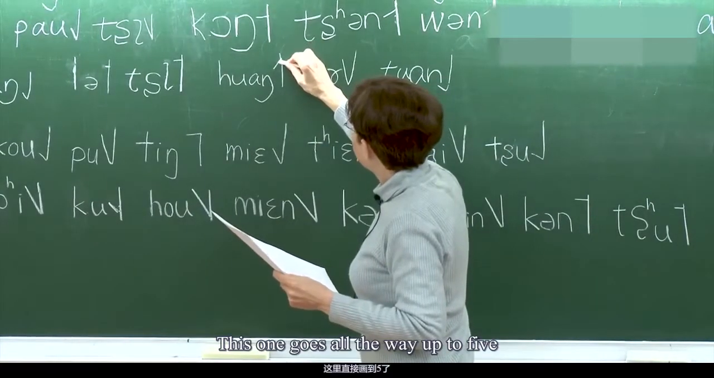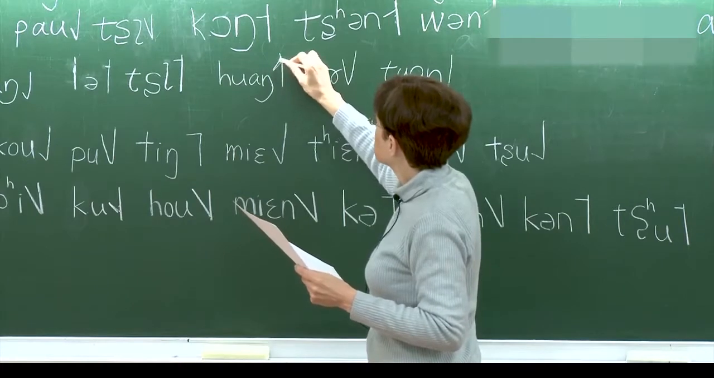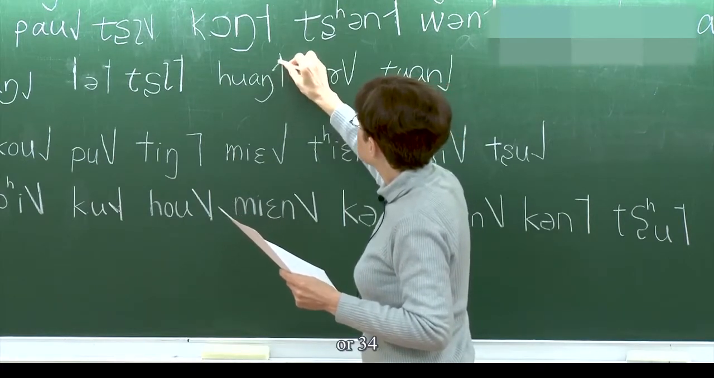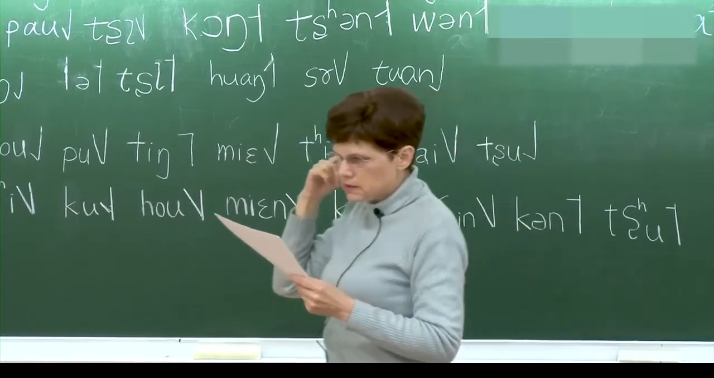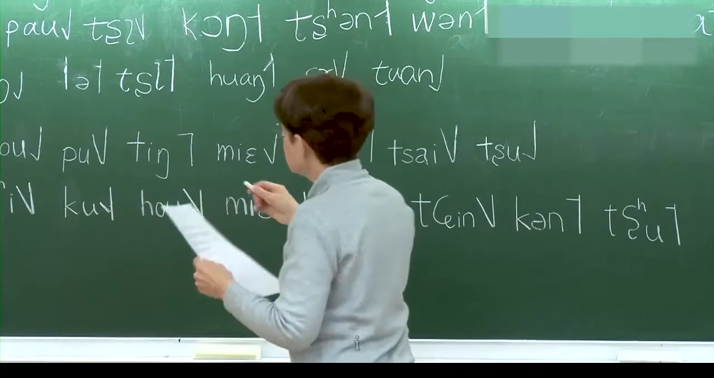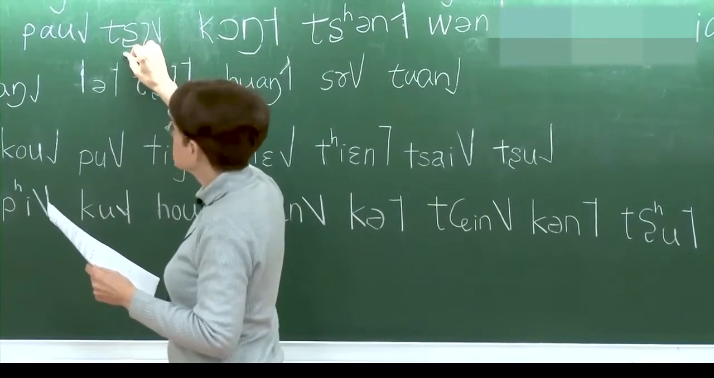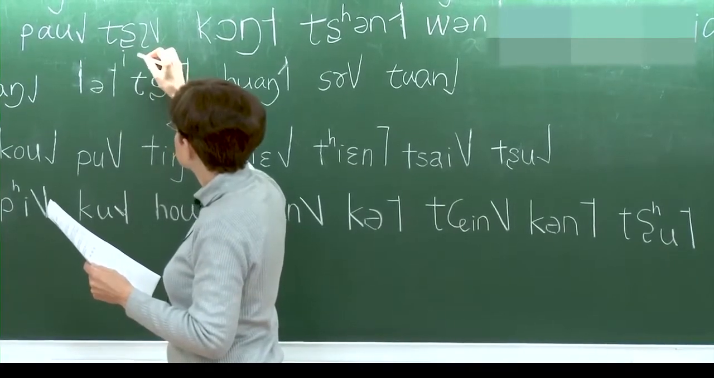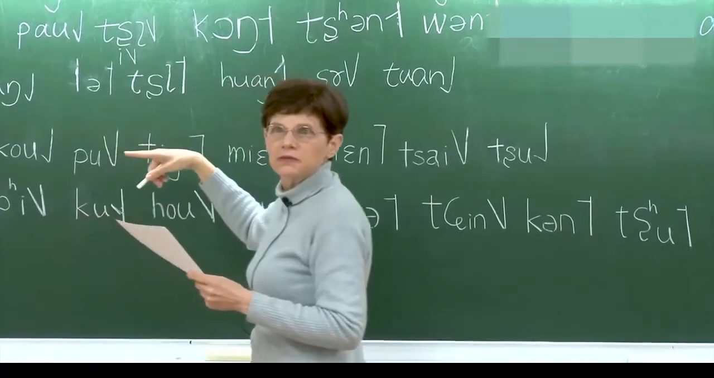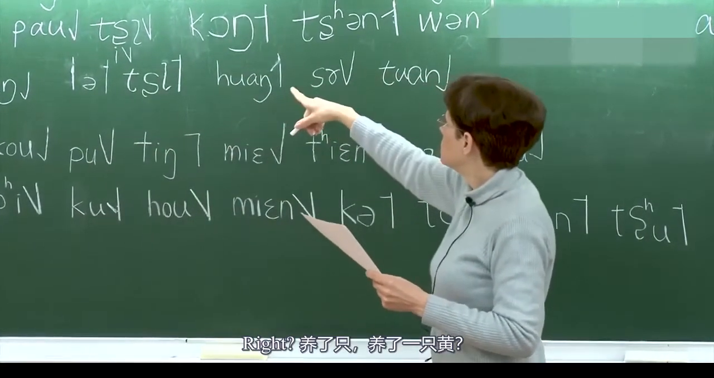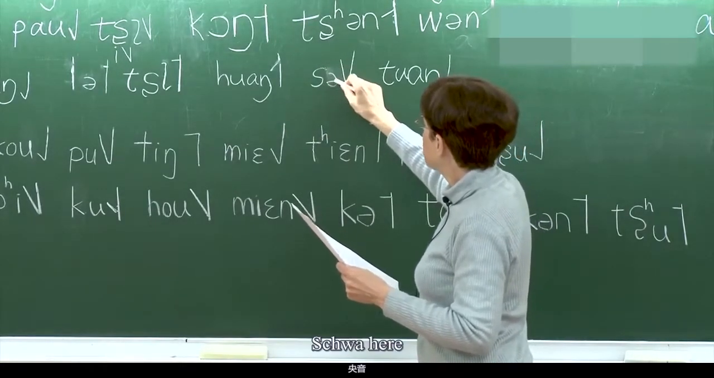This one goes all the way up to 5, but for Taiwan Mandarin, probably it only goes up to 4, 2, 4. Or 3, 4. Yeah. You missed. E. All right, so how should we write that? Just the letter I and fourth tone. Actually, 没有 E 其实也通, right? 养了只, all right, 养了一只黄. We're going to go for schwa here.